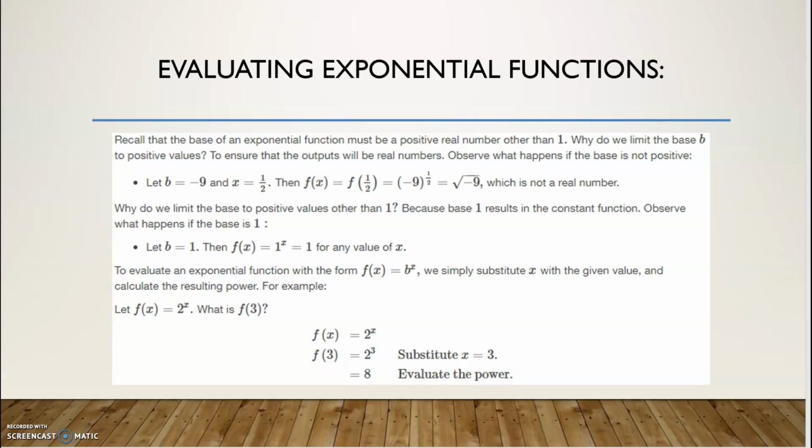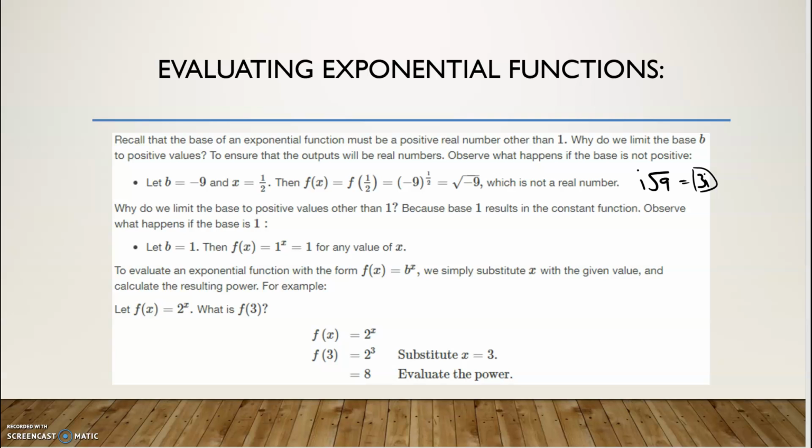Now remember, when we have an even root and a negative inside, that's not going to be a real number. We're going to have to pull an i out. So this would actually be i square root of 9, and so that would be 3i because square root of 9 is 3. Now 3i, that's an imaginary number, so that's not a real number. Okay, so that's why we have to limit b to being positive values, and that's why it can't be negative values.